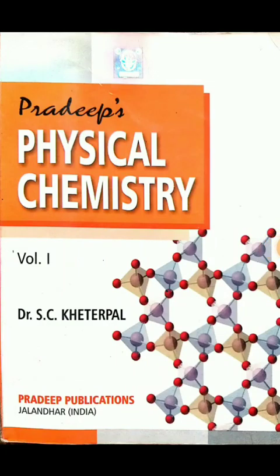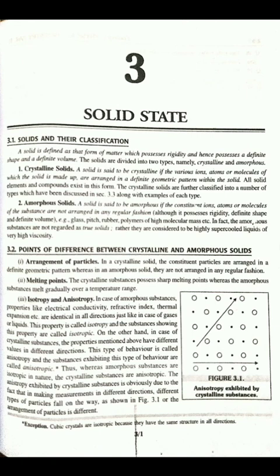This is an audio recording for visually impaired students from the book Pardeep's Physical Chemistry, Volume 1 by Dr. S.C. Khetarpal. Chapter 3: Solid State. First heading: 3.1 Solids and their classification.